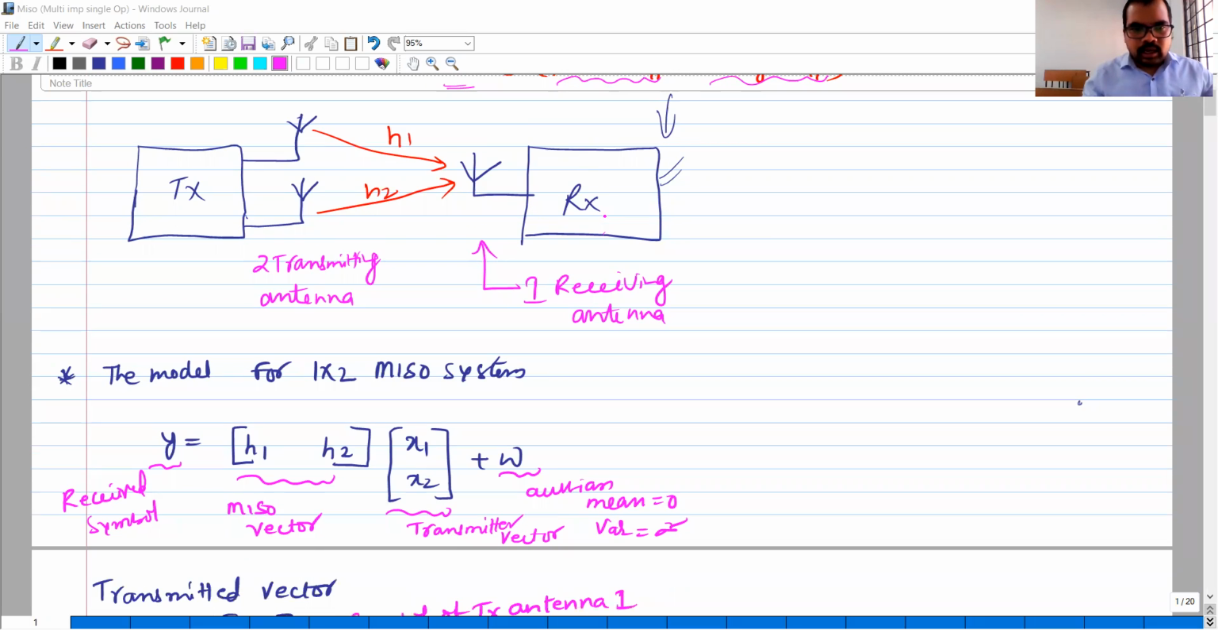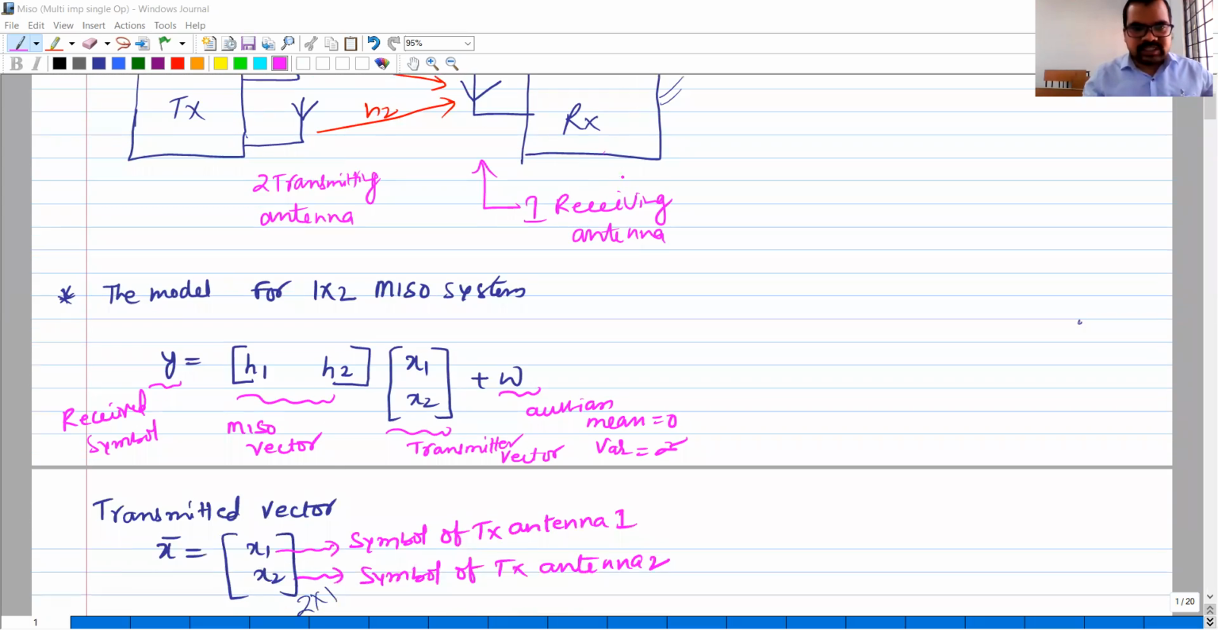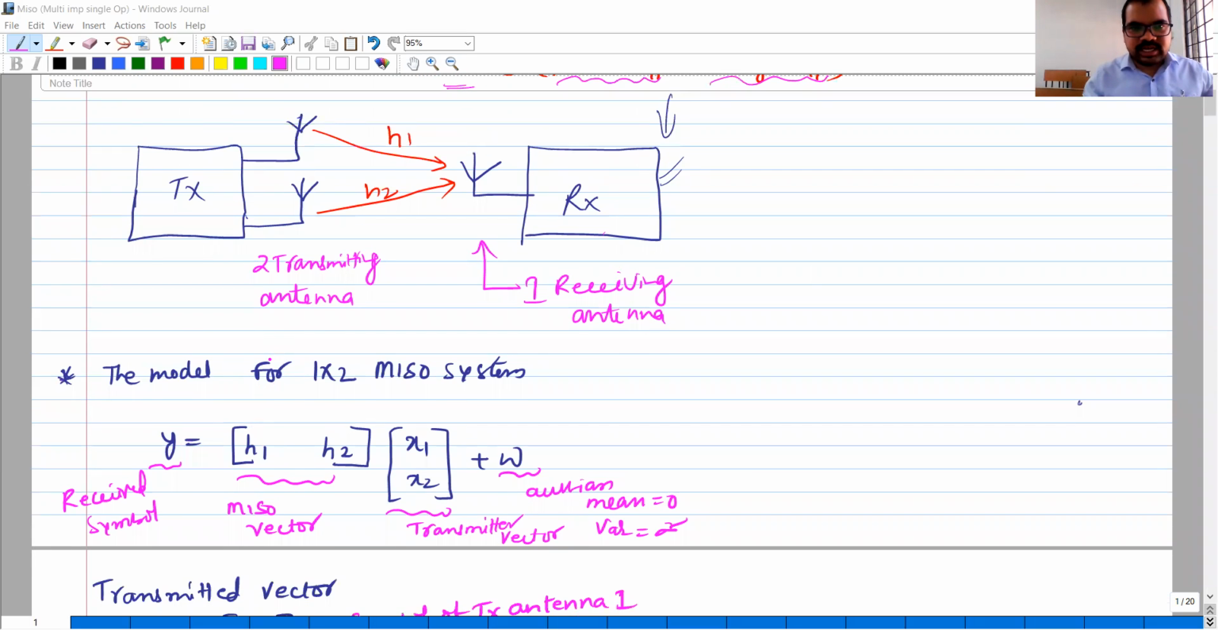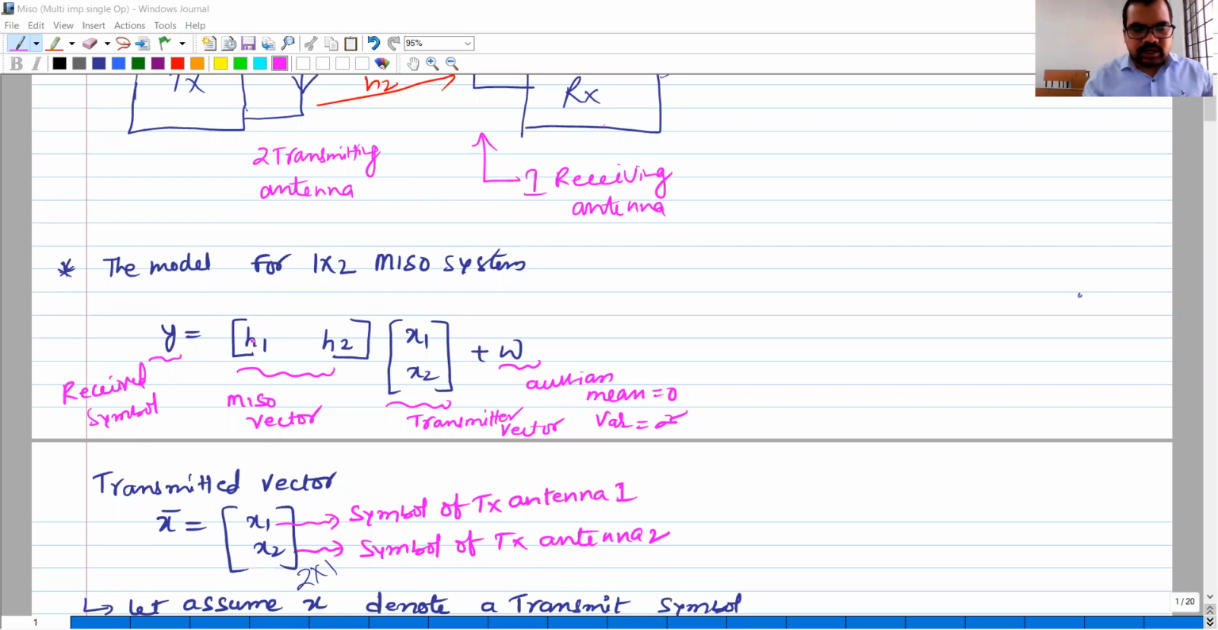This model can be represented with the received symbol Y. In this diagram, H1 and H2 are the coefficients of transmitter 1 and transmitter 2. Now the received symbol Y is equal to H1, H2, which is a MISO vector, a 2 cross 1 matrix, times X1, X2, the transmitted vector, a 1 cross 2 matrix here, plus W, a Gaussian noise with mean 0 and variance sigma square.